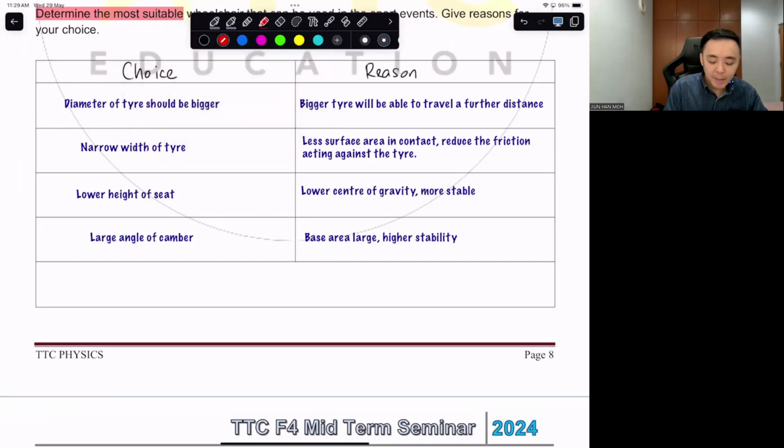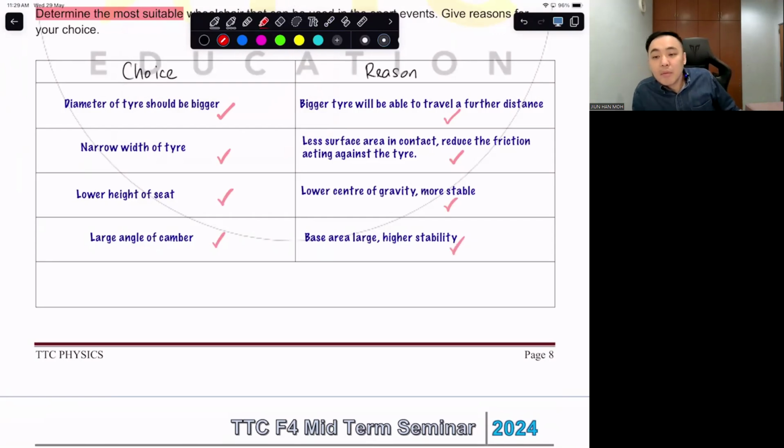So you tell them diameter of tire, how, and then reason. The width, how, reason. The height, reason. The angle, reason, right? How many ticks do you have here? Where is the paragraph? Write this way. I said already, write this way. I said write a table since the beginning, right? Where is the paragraph? So don't write a paragraph.